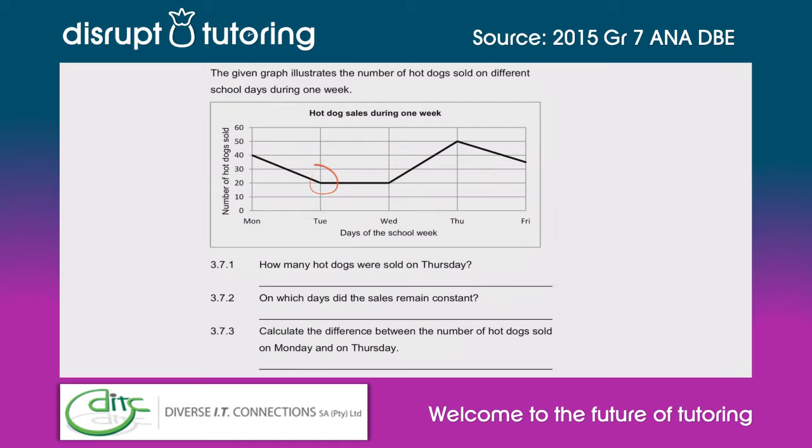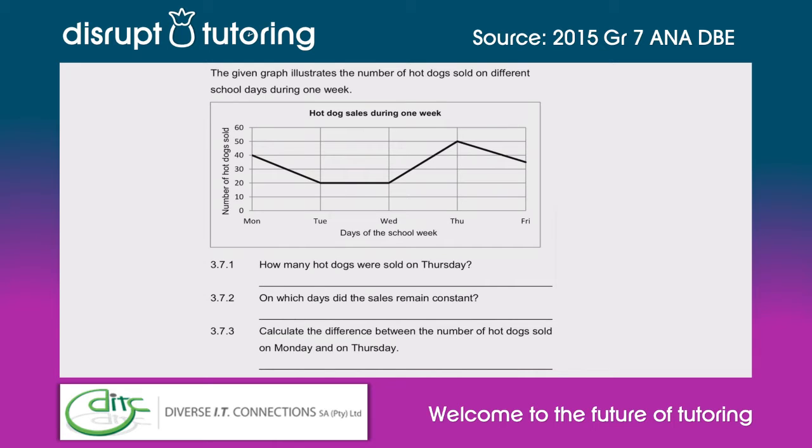Likewise, on Tuesday, 20 were sold. On Wednesday, 20 were sold again. On Thursday, we had the most hot dogs being purchased because people were getting ready for the weekend. 50 hot dogs were purchased and they needed a little bit more energy to get to Friday. And then finally on Friday we see that there was around 35 hot dogs sold at the school.